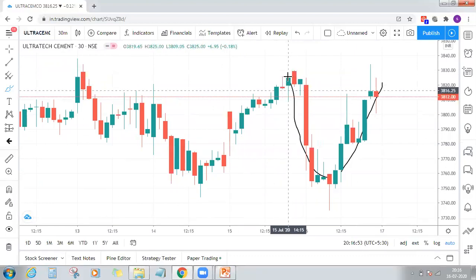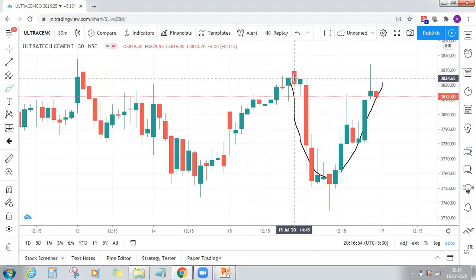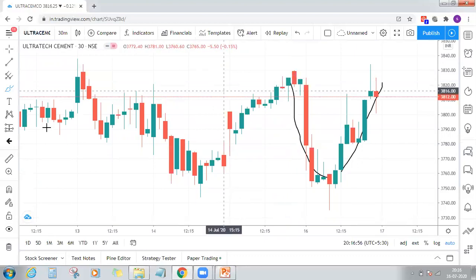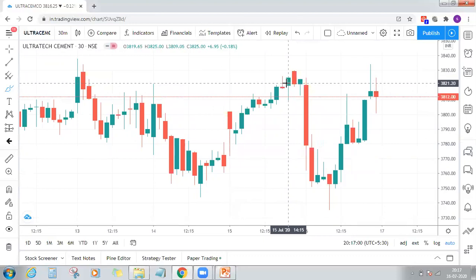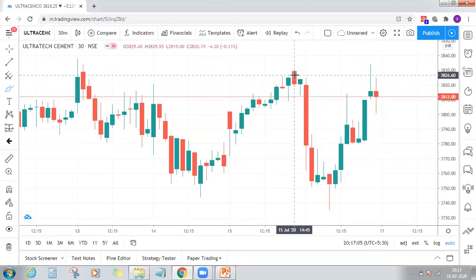Even here also, you have a hanging man, but the next candle failed to close. Let me clear the drawing here. So this is a hanging man pattern. Prior to this, there is a strong rise in price, but the next candle failed to close below the low of the hanging man. So buyers are still stronger. They are trapping you to sell.